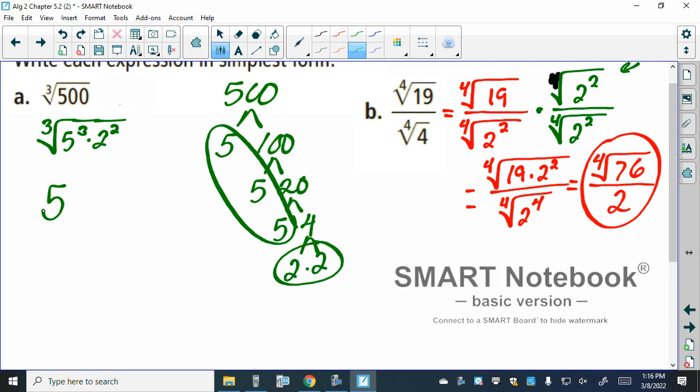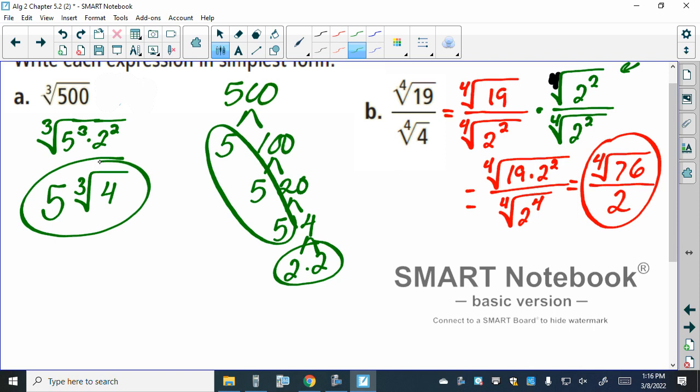Will the cube root of 2 squared simplify? Well, no, we need 3 of them. We only got 2, so that would stay. And whenever we can't simplify something out, we can't pull the 2's out, we really don't leave it as 2 squared, because we do know what 2 squared is. It's 4. So we can just leave it as 5 times the cube root of 4, instead of leaving it as 2 squared where we have these powers and radicals all together.